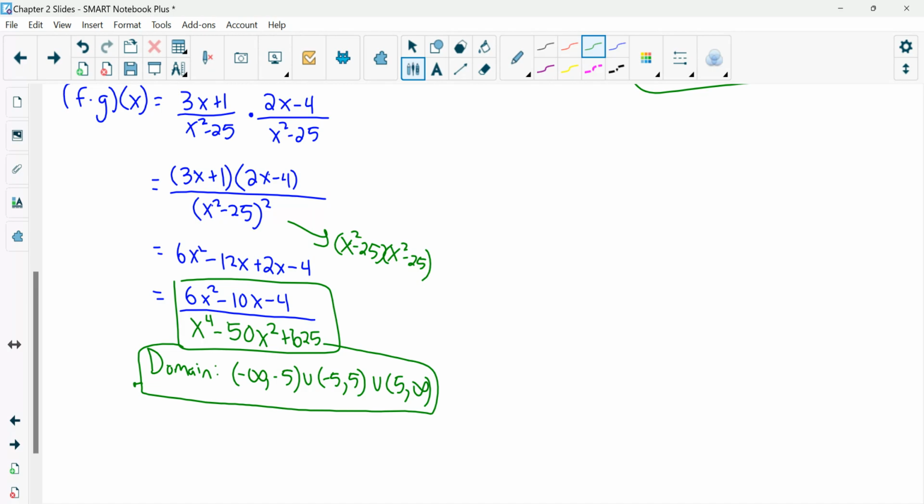And then last but not least is the division. So f divided by g of x. So that would be 3x plus 1 over x squared minus 25, over 2x minus 4 over x squared minus 25.